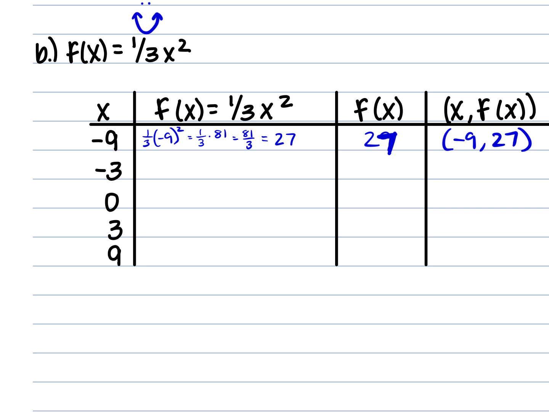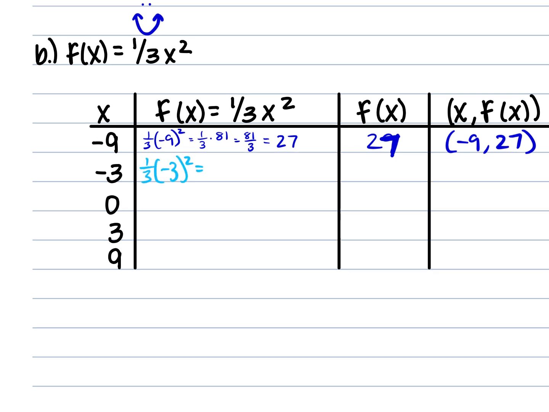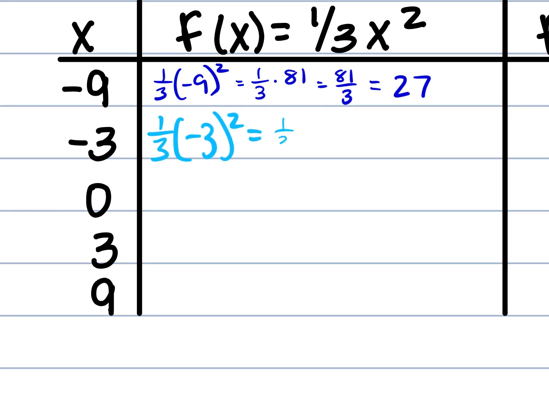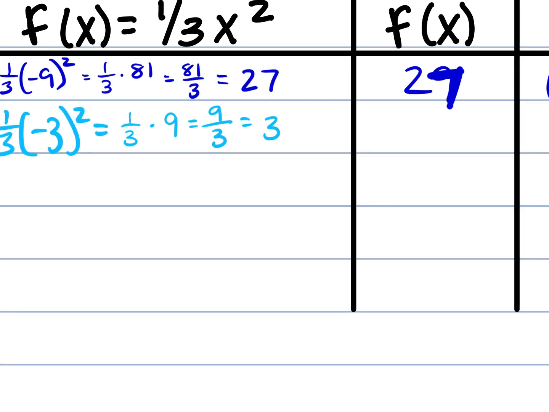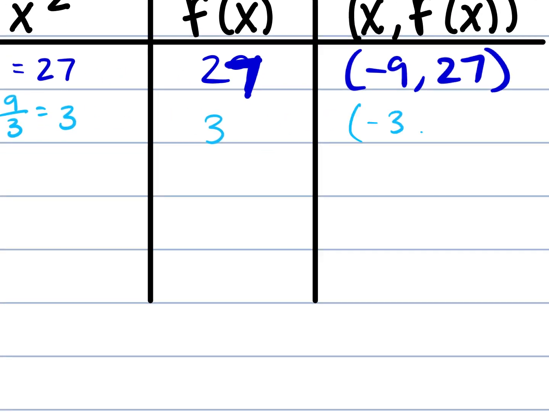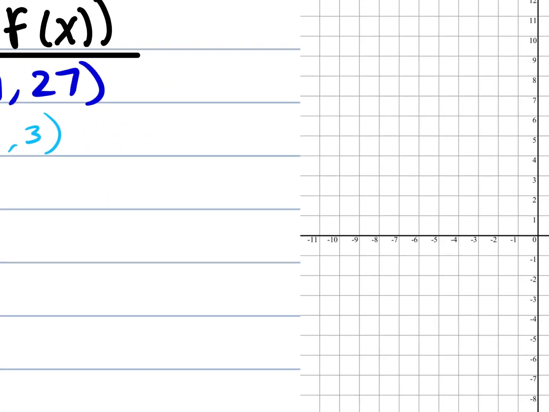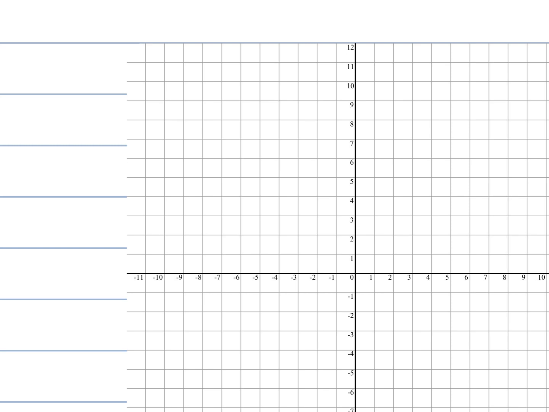Next, let's plug in negative 3. So we have 1/3 times negative 3 squared. What's negative 3 squared? 9. So 1/3 times 9 would be 9/3. And what's 9/3 simplify to? 3. So our next point would be negative 3, comma 3. So let's put that on our graph. We're going to go to the left to negative 3 and up 3.